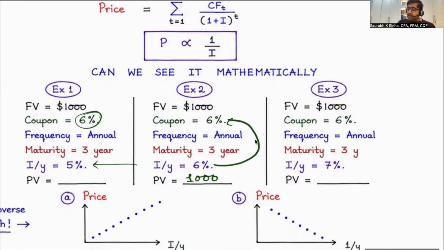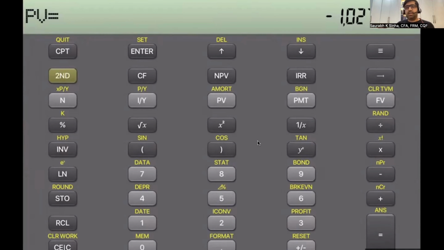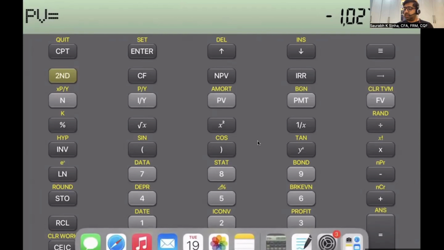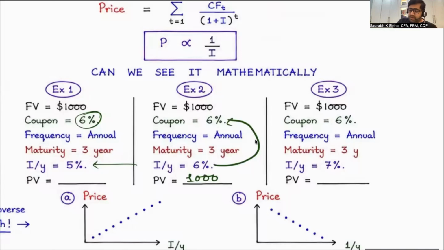Okay. And I think I just calculated it. It is 1027. But let's recalculate. Second clear work, second clear TVM. 1000 FV, PMT is 60, N is 3, 5 is I/Y, compute PV. 1027. This is the price of the bond.